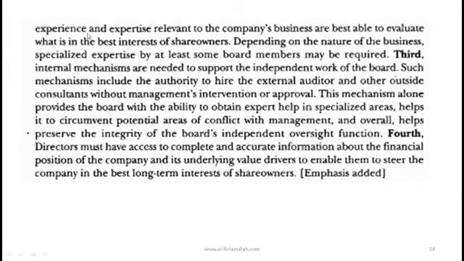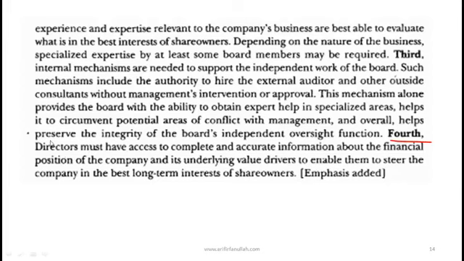Okay, third, internal mechanisms are needed to support the independent work of the board. Such mechanisms include the authority to hire the external auditor and other outside consultants without management's intervention or approval. This mechanism alone provides the board with the ability to obtain expert help in specialized areas, helps it to circumvent potential areas of conflict with management, and overall helps preserve the integrity of the board's independent oversight function.